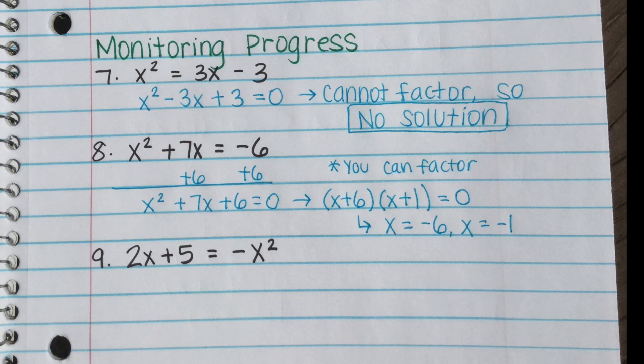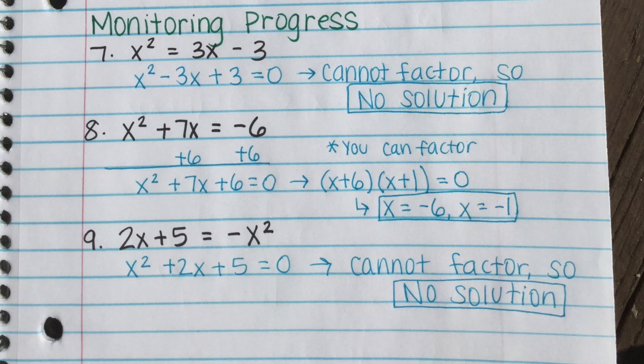So the way I knew that this one would have a solution is because positive 6 times positive 1 equals 6, and then 6 plus 1 equals 7. So since I was able to factor, there was going to be a solution, and in this case, we had 2 solutions.